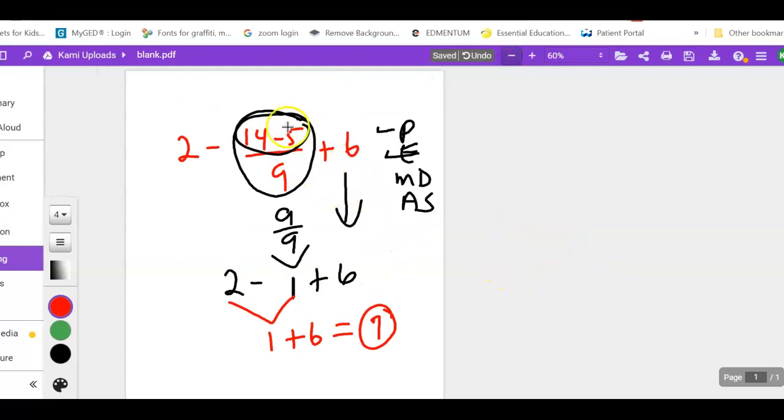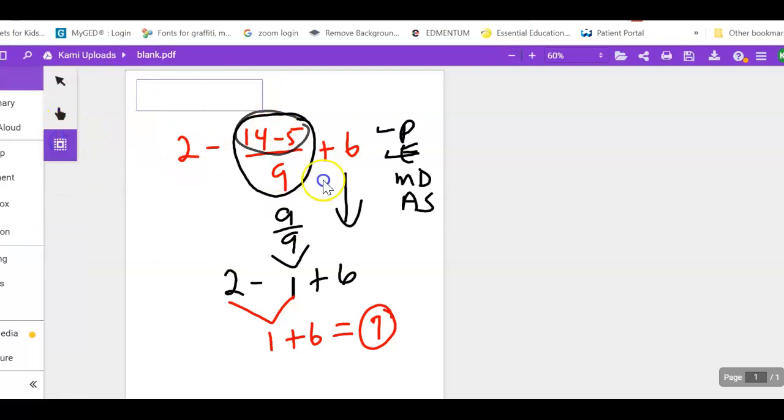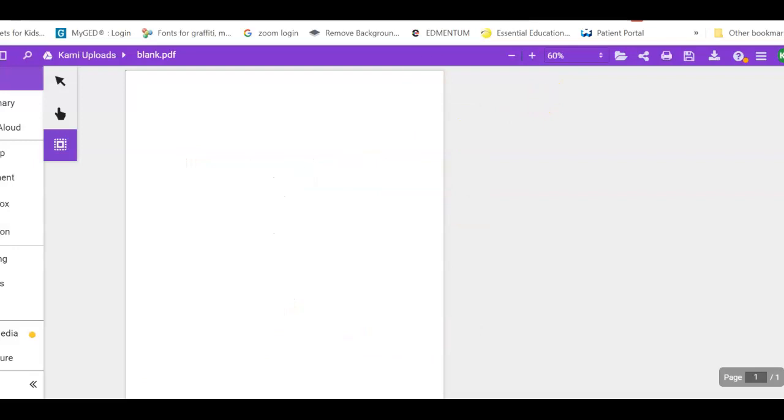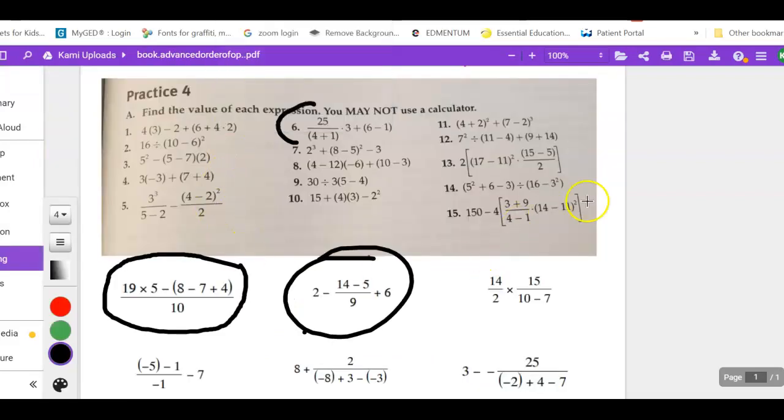So remember, you want to get rid of everything that's on the top and anything that's on the bottom if you have to before you do your division when it comes to the fractions that look like these. Let's go ahead and take a look at another. Okay, so we take a look at another.